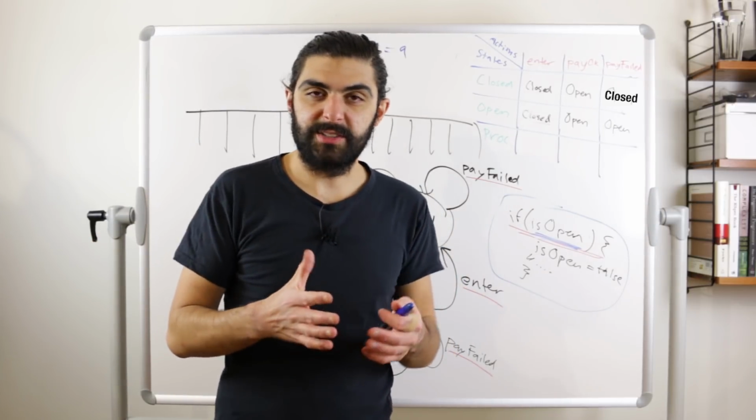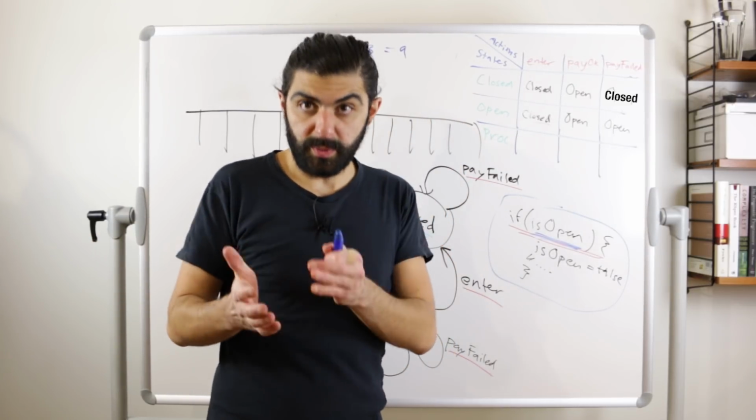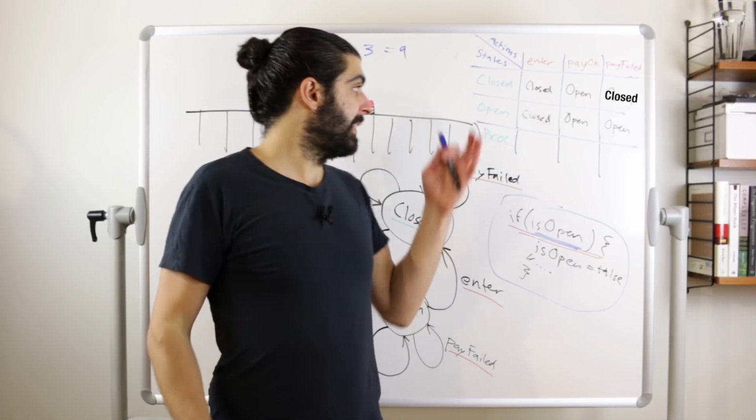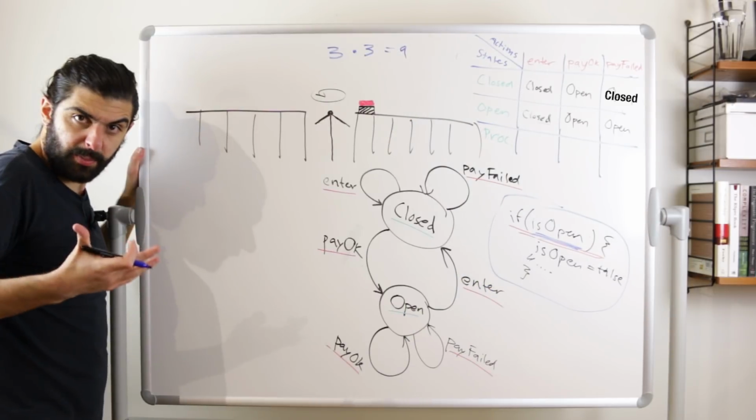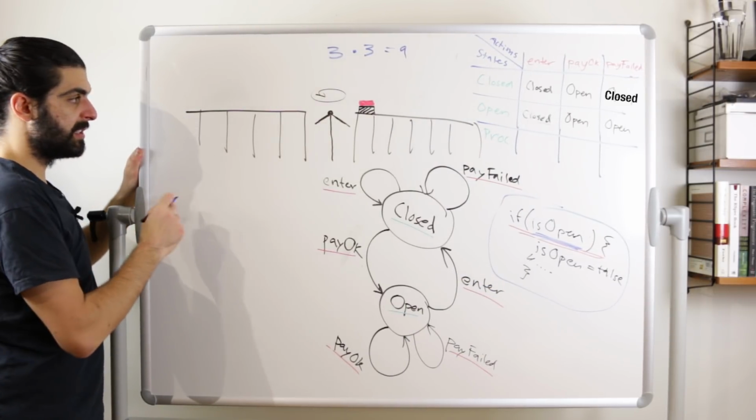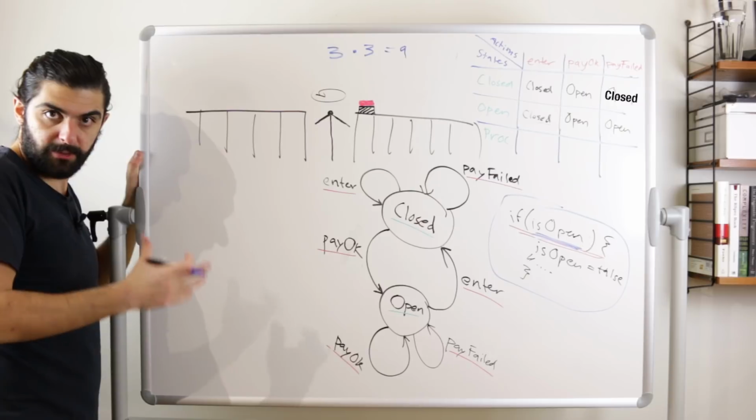So maybe we would try to say something like, there's the notion of closed or open. That's one variable, that's one bool. And then there's the notion of processing or not processing, and that's another bool. But think about it, that actually means that we now have four states.